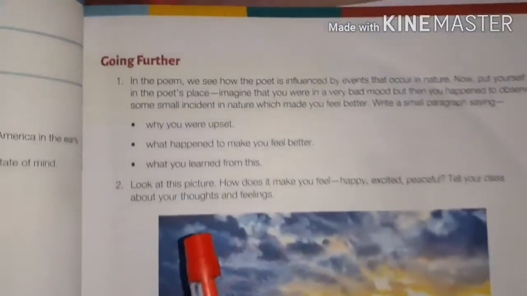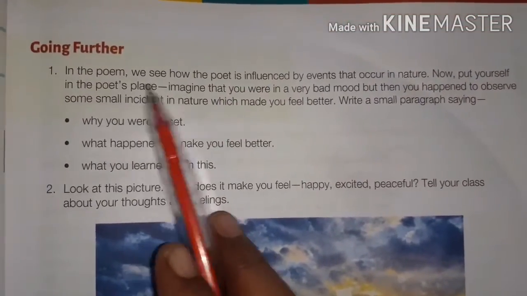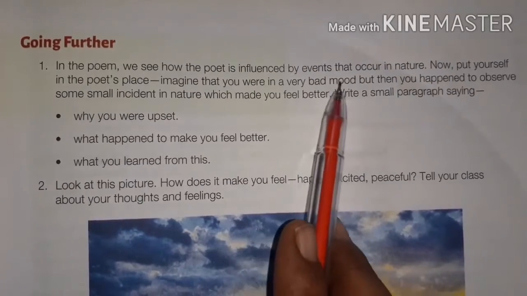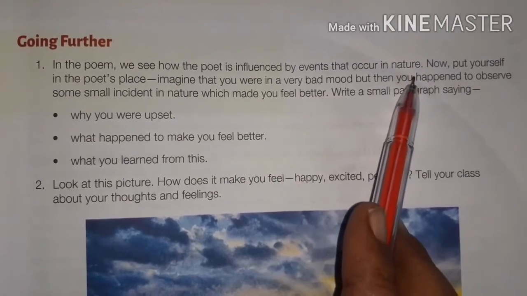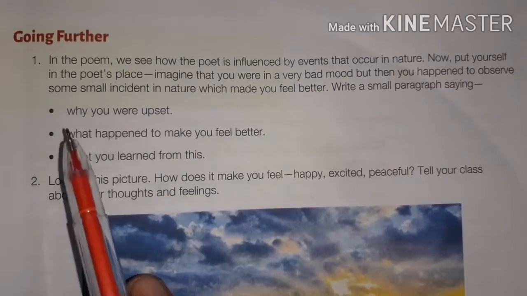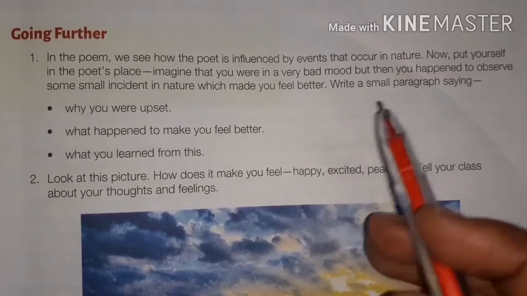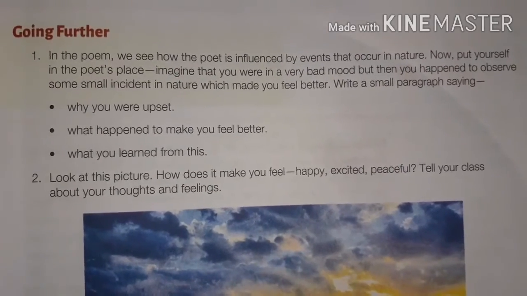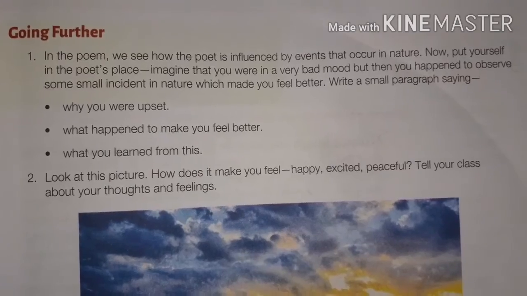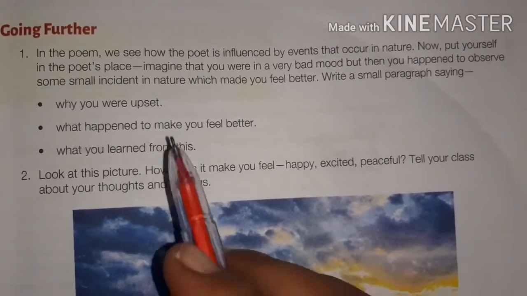Now, all of you take page 19 in your Gulmohar book. So here you have some writing part. In the poem, we see how the poet is influenced by events that occur in nature. Now, put yourself in the poet's place. We have seen that the poet is influenced, influenced means attracted, by the events that occur in nature. So now put yourself in the poet's place.